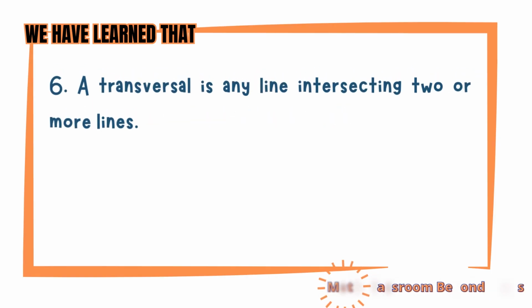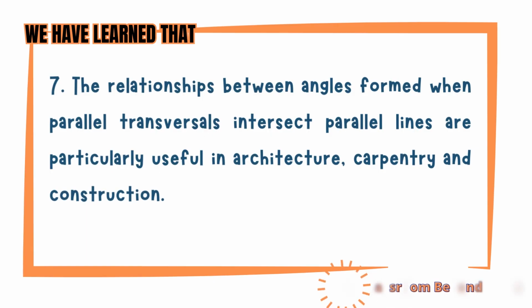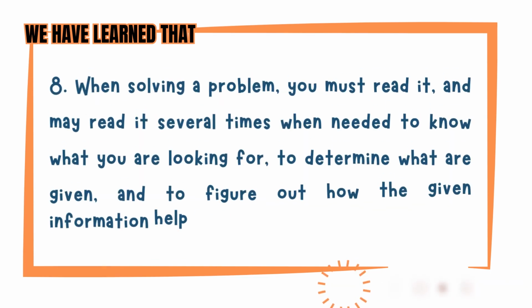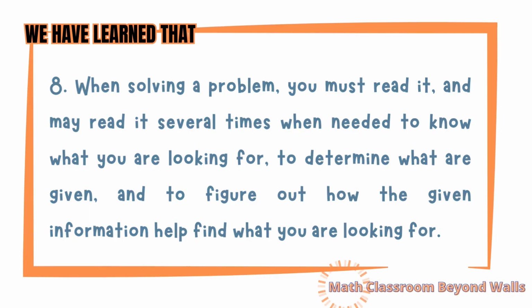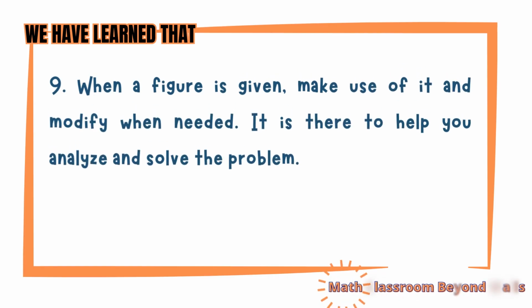Sixth, a transversal is any line intersecting 2 or more lines. Seventh, the relationships between angles formed when parallel transversals intersect parallel lines are particularly useful in architecture, carpentry, and construction. Eighth, when solving a problem, you must read it and may read it several times when needed to know what you are looking for, to determine what is given, and to figure out how the given information helps find what you are looking for. Ninth, when the figure is given, make use of it and modify when needed. It is there to help you analyze and solve the problem.